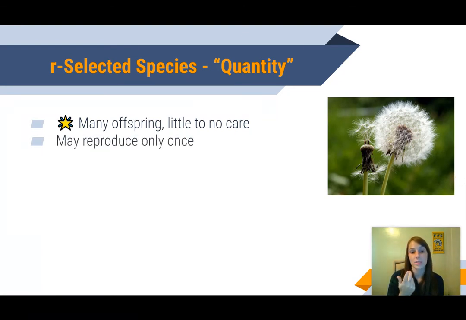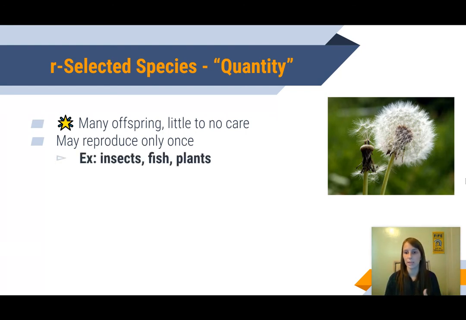One of the things with R-selected species, and this is not the case for all of them, is that many of them only get to reproduce once in their life. Think of common examples like insects, fish, or plants, like salmon. They leave all their eggs and then they die. They only got to reproduce that one time. Or daffodils: they pop up, they have their flower, they make hundreds of seeds, and that was it. They died. However, there are some that can reproduce multiple times. It's just more common with R-selected species than K-selected species.